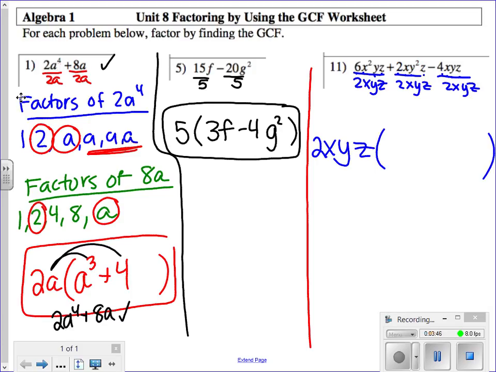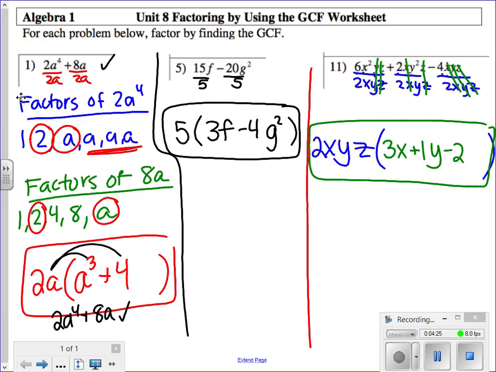All right, when I do that, the 6 divided by 2 is 3. X squared divided by x is just 1x. The y and the z are both going to cancel. Now, the 2 divided by 2 is a 1. The x's cancel. That's just an invisible 1 there. Y squared divided by y is y. The z's cancel. Negative 4 divided by 2 is negative 2. The x's, the y's, the z's all cancel off. So this right here is your final factored form of that polynomial.